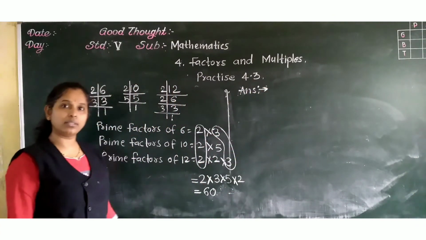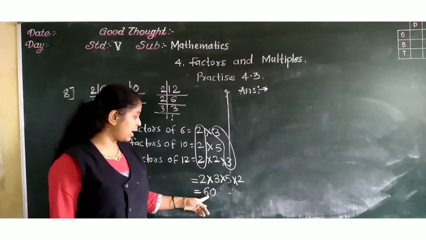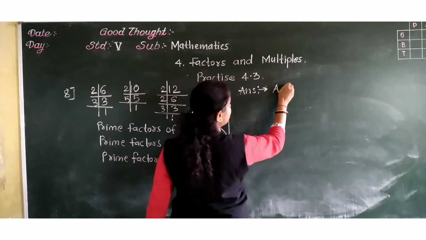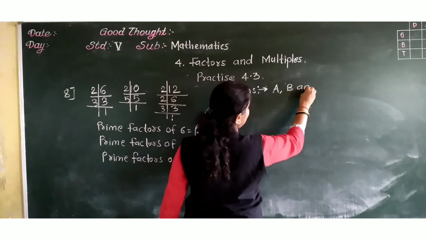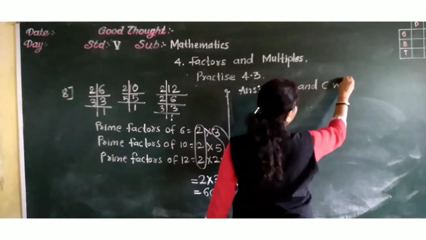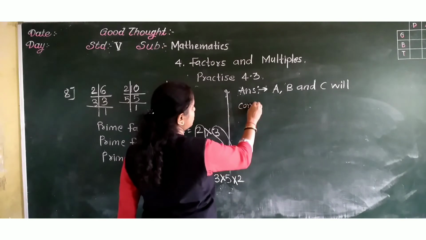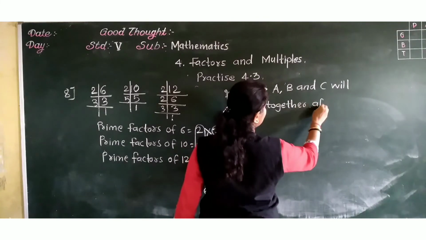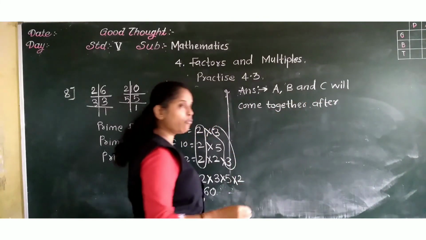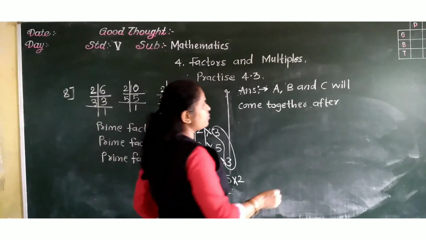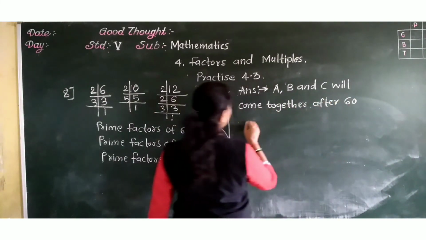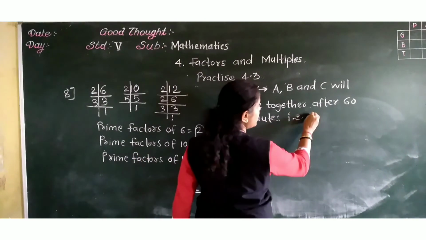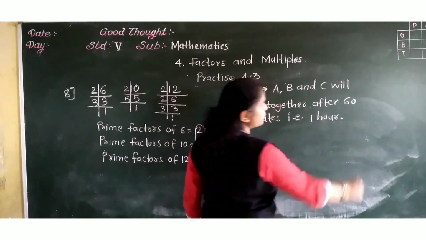So after what time will they be together? A, B and C will come together after 60 what? Minutes, here minutes were there. So after 60 minutes. 60 minutes means 1 hour. Followed?